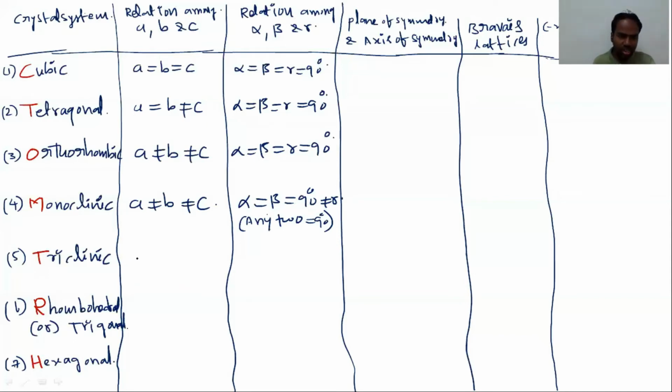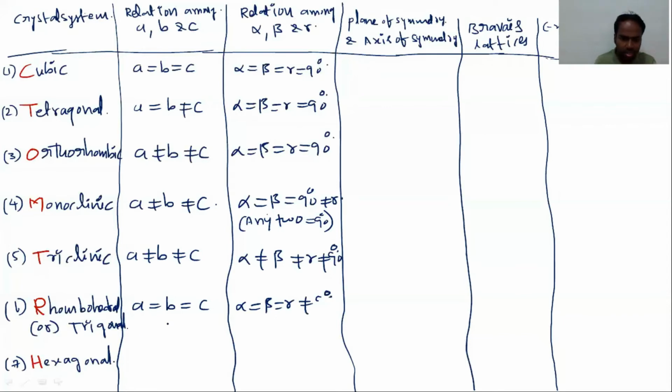Coming to triclinic, all are unequal: A not equal to B, not equal to C, and alpha not equal to beta, not equal to gamma, not equal to 90 degrees. Coming to rhombohedral, here A is equal to B is equal to C, and alpha is equal to beta is equal to gamma. The three angles are equal, but they are not equal to 90 degrees. Coming to hexagonal, A is equal to B but not equal to C, and alpha is equal to beta equal to 90 degrees, whereas gamma is 120 degrees.